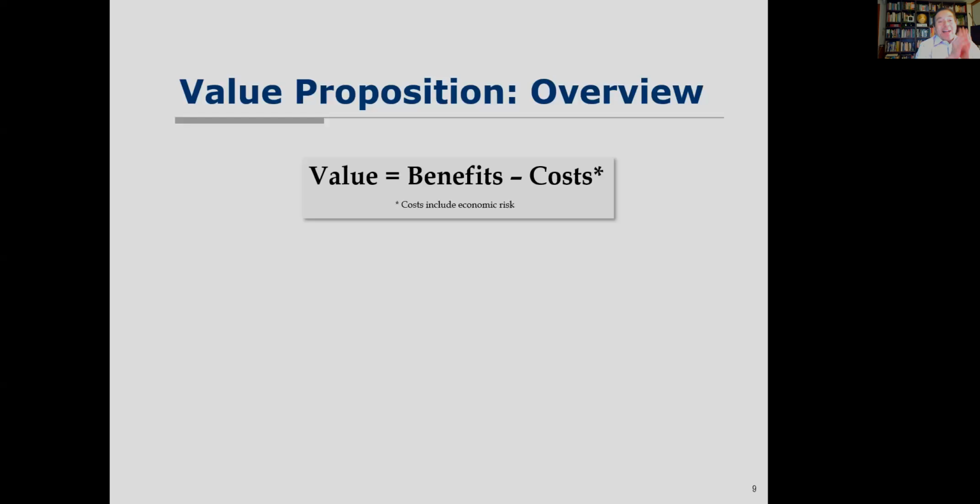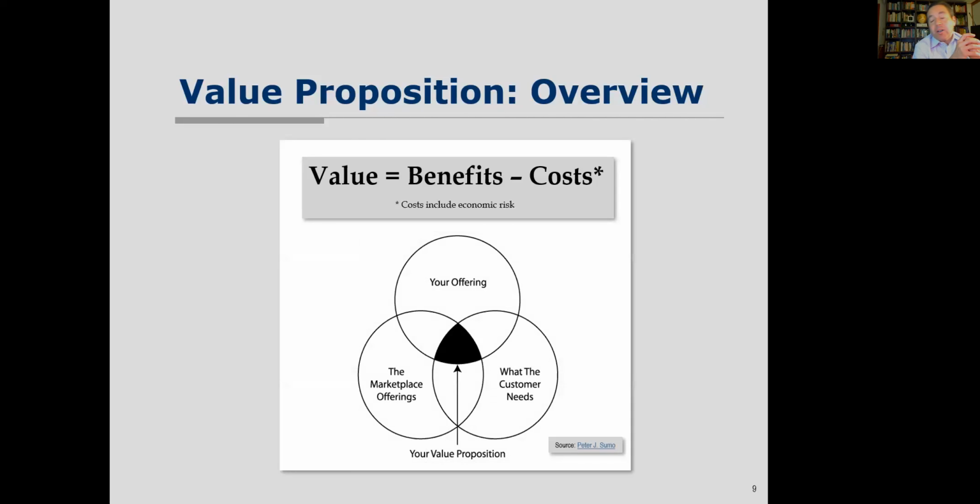So, the value proposition. What is a value proposition? It is the benefits to the customer minus the costs, including economic costs. This is a long discussion, so we're just doing this as a summary. The value proposition can be considered to be the intersection of three concepts. One is the benefits and costs of your offering, your product.